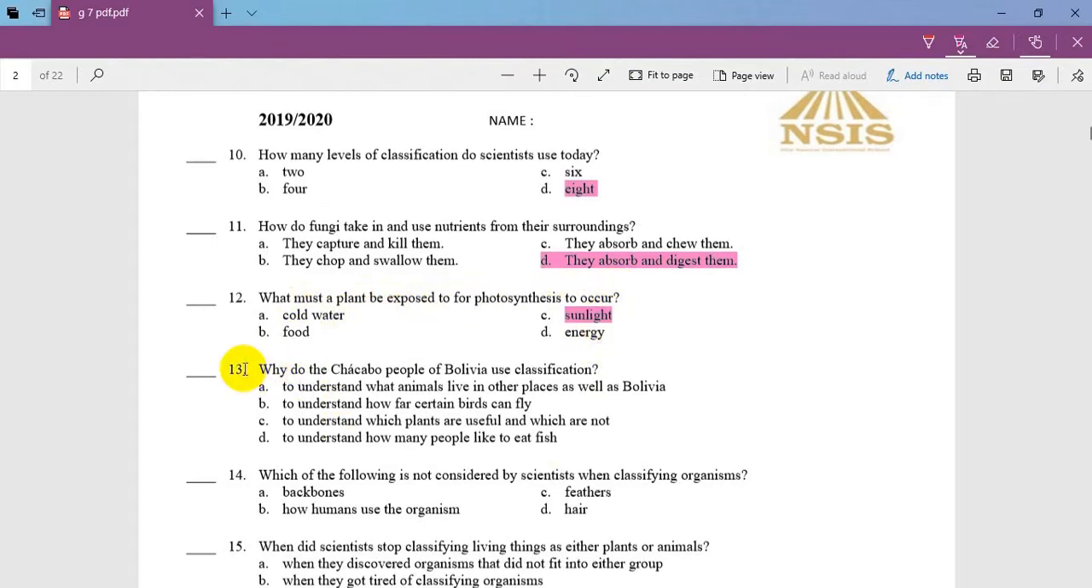Question 13. Why do the Chacabo people of Bolivia use classification? Those people were among the first to make classifications. They classified plants into the useful ones that they can use for eating or for medicine, and the ones that they don't need or don't use. So they could understand which plants are useful and which are not. So for question 13, the answer is letter C. Question 14.